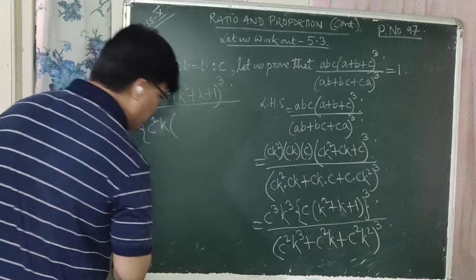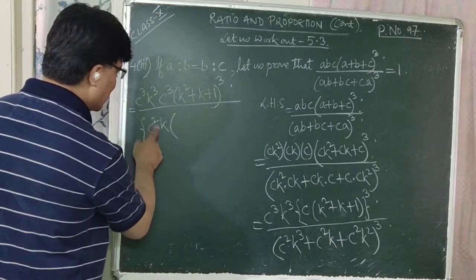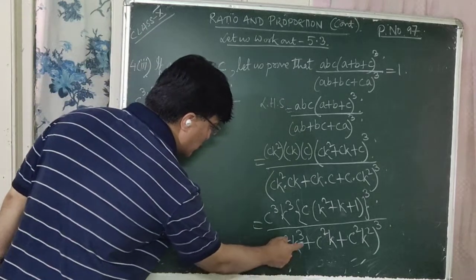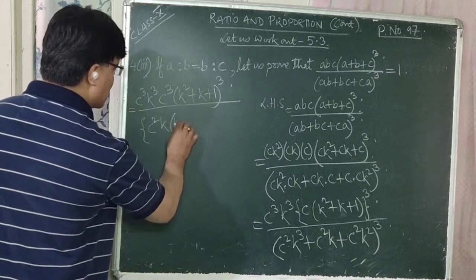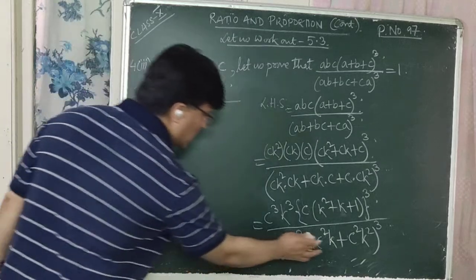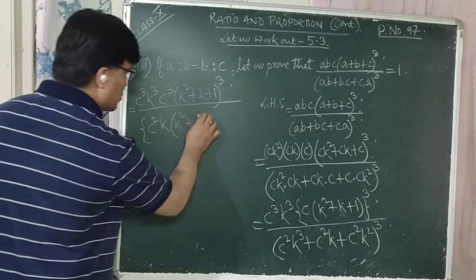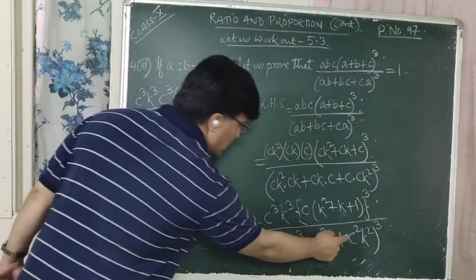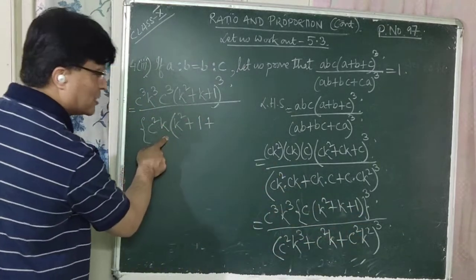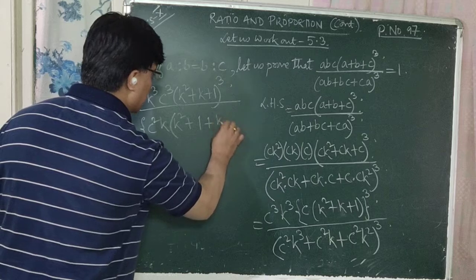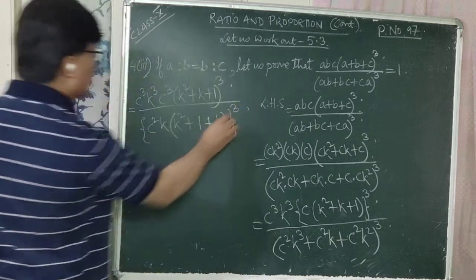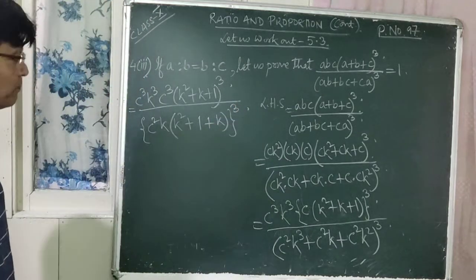Okay. So within bracket, what do we get? c square k is taken common. So c square k cube becomes k square. Plus, c square k is taken common out here, so it is 1. Plus, among these c square k is taken common, so it remains k only. This is whole cube. Is that clear?